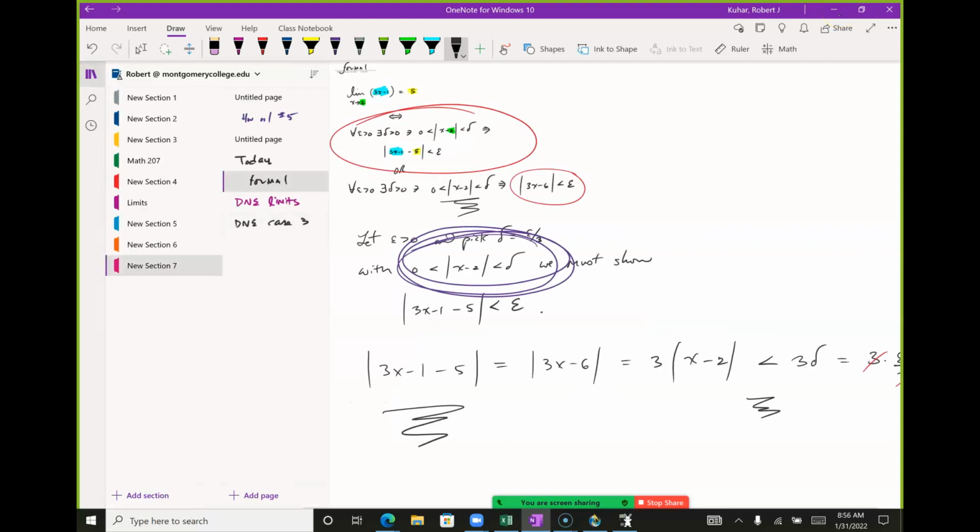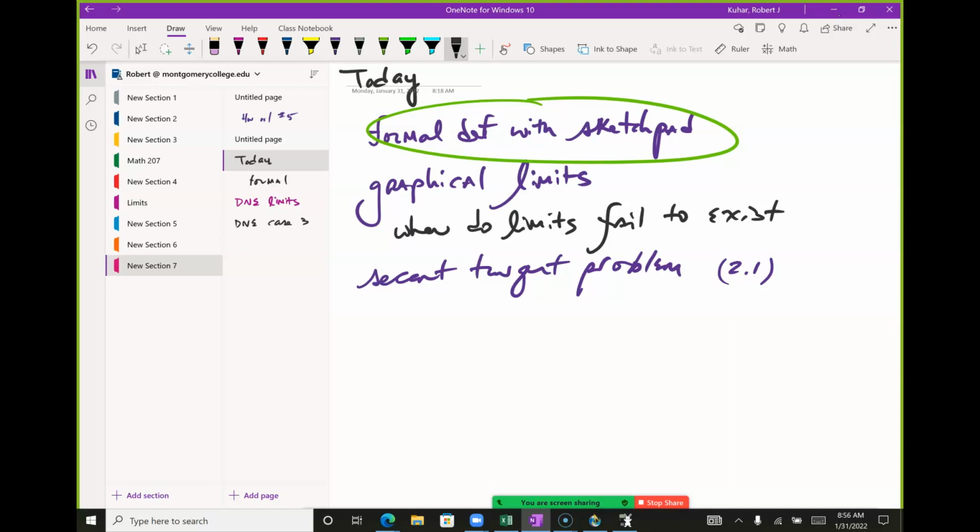Nice. So we looked at when things fail to exist, right? We talked about this now, but I want to go back to graphical limits real quick and just do one or two of them.